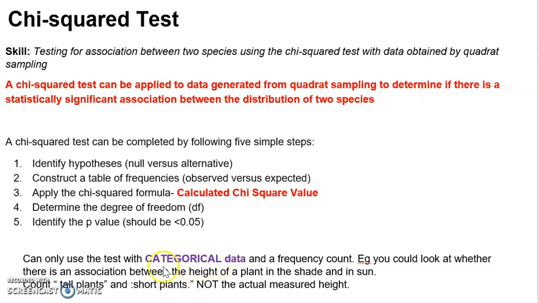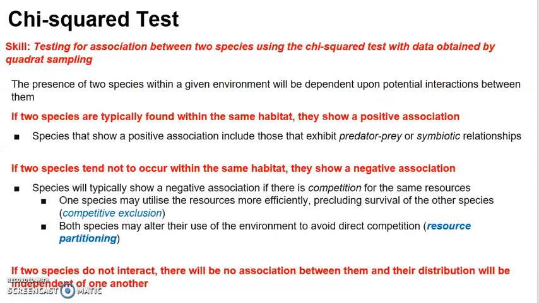The chi-squared test can only be done with categorical data, and I'll explain what that means in a second. But what the chi-squared test allows us to do is look specifically at the degree of agreement between sample data and a so-called null hypothesis. And so we'll go through these steps here one at a time. But before we do that, let's have a look at this slide here.